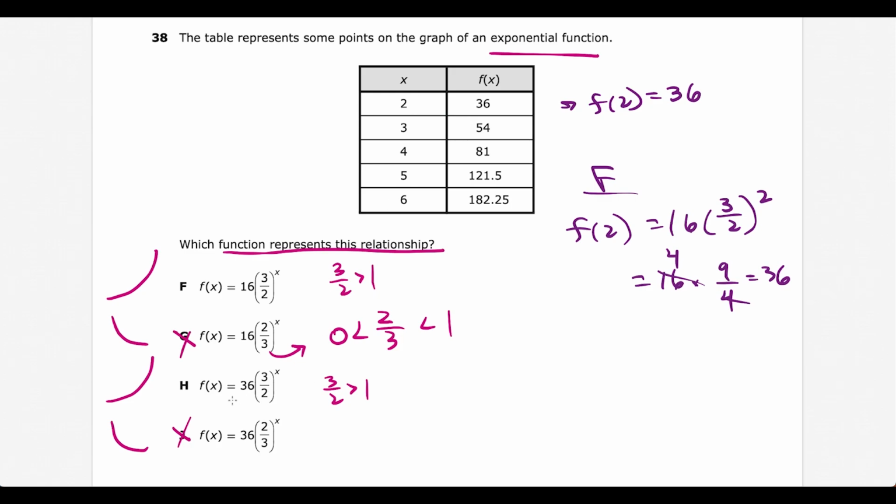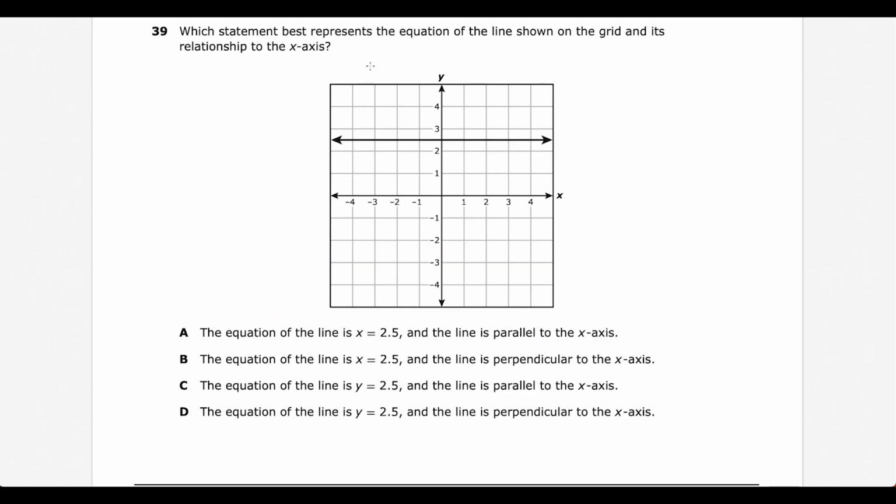And I know right away that h is not going to match, because if all we change is the 36 in front from a 16, that's going to make the answer bigger. But we could even see here, if we were to plug in to choice H, we have f of 2 is equal to 36 times 3/2 squared. And this would give us 36 times 9 over 4. And then 36 over 4 is 9, and 9 times 9 is 81. So that'd be too much. So this one is out. F is looking good.